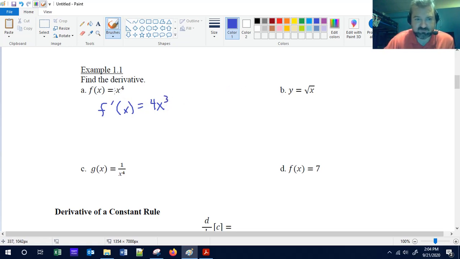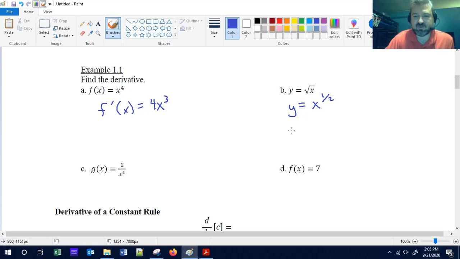You bring down the exponent and multiply by it and subtract 1 for the power. All right, let's go to the next one. Okay, this is not written in the right form for us. In calculus class, we don't usually like radicals. We like fractional exponents so that we can use what's called the power rule. So I'm going to write that as x to the 1/2.